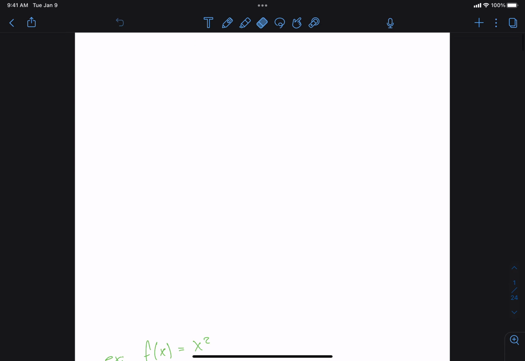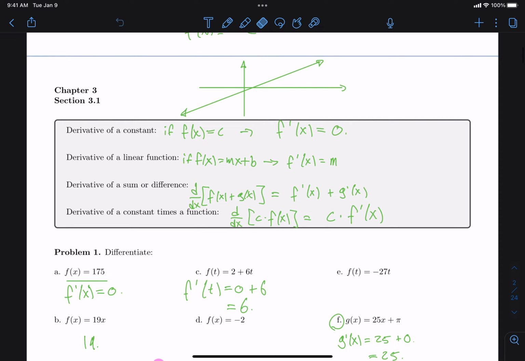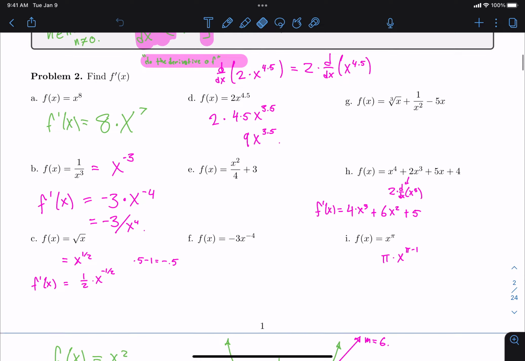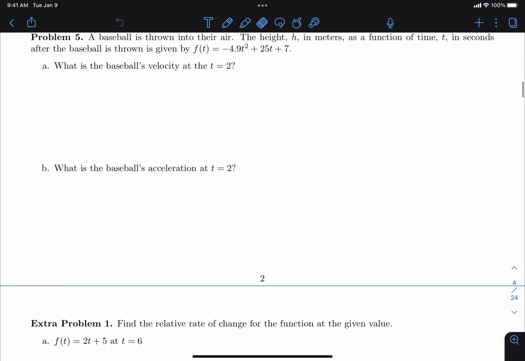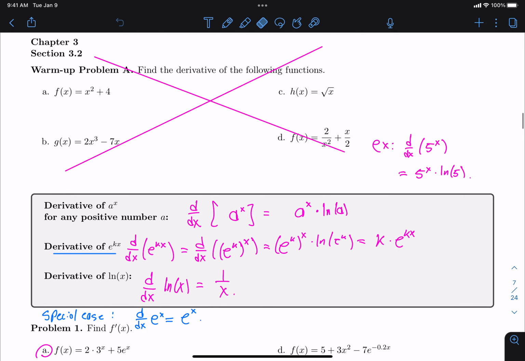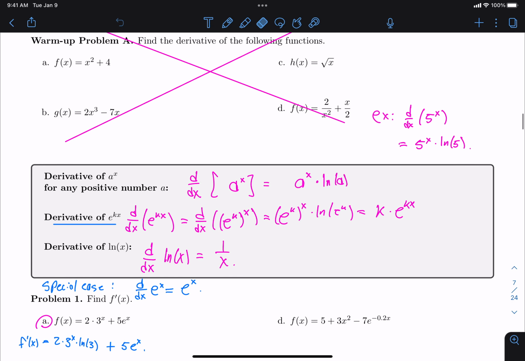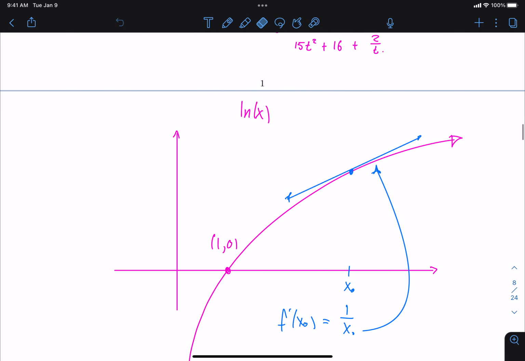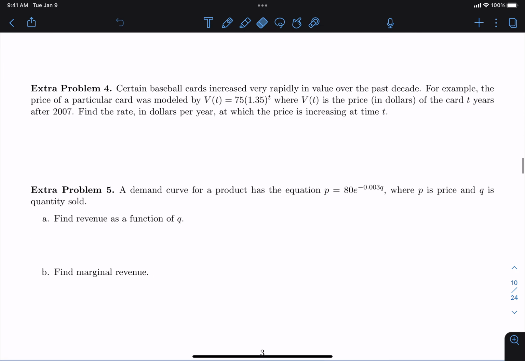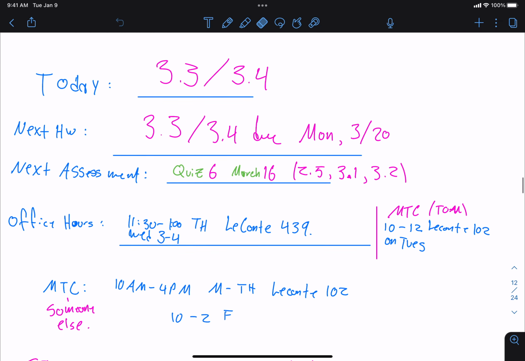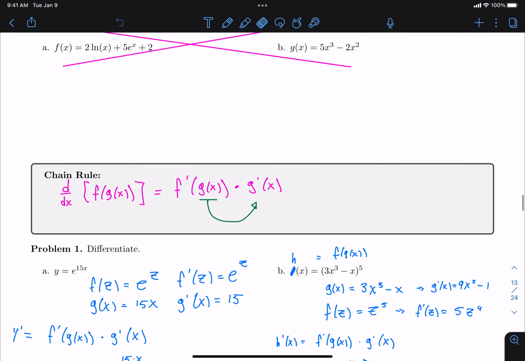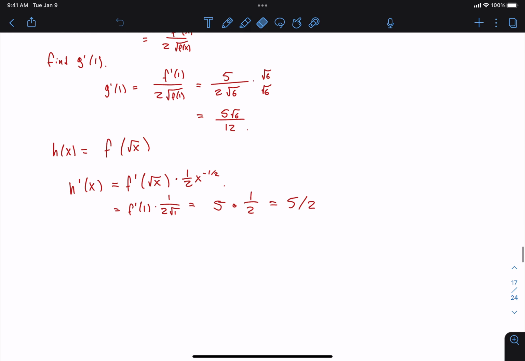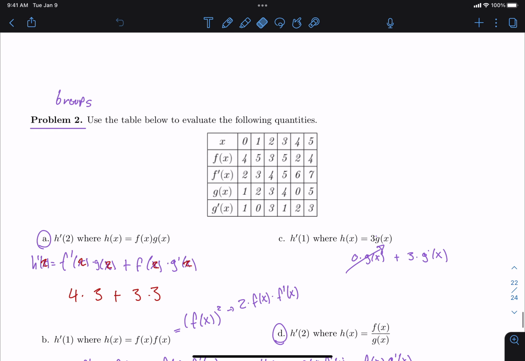In chapter 3, the first thing we learned was a bunch of derivative rules for constants, linear functions, sum and difference, constant times a function. The power rule was a big one, right? And then we learned some more rules, like derivative of a to the x, derivative of e to the x, or e to the kx, and derivative of the natural log function. We also learned the chain rule. Okay, that was a big one, the chain rule. And then we learned the product rule and the quotient rule.